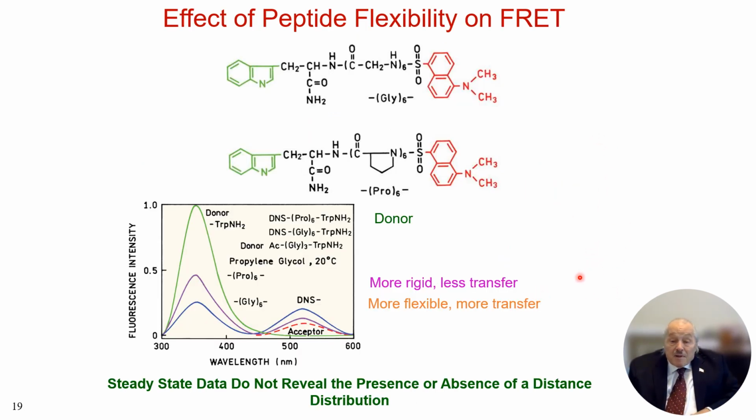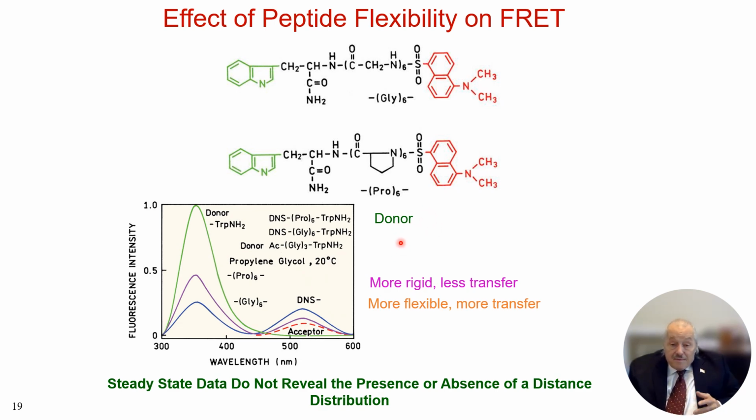This is an experiment that I really thought was cute. So we have a different donor acceptor pair. Tryptophan attached to a hexapeptide glycine and a dansyl group at the end. That's one of the samples. And the other donor acceptor pair are the same donor acceptor, but they're connected by hexaproline.